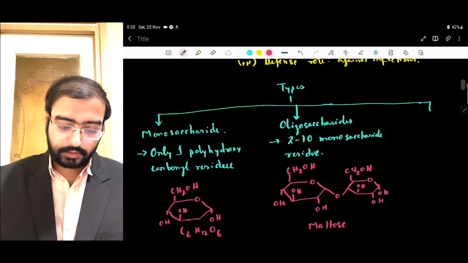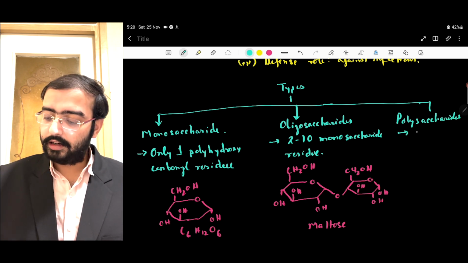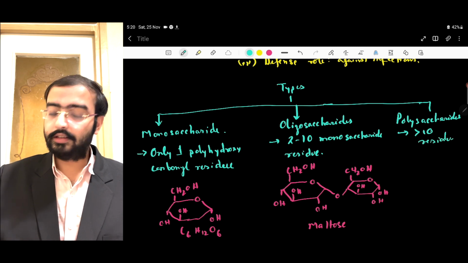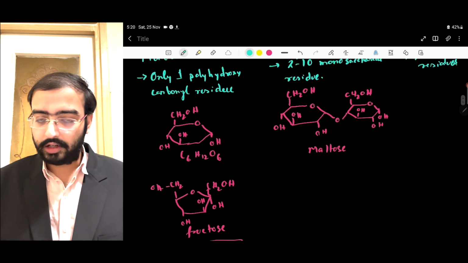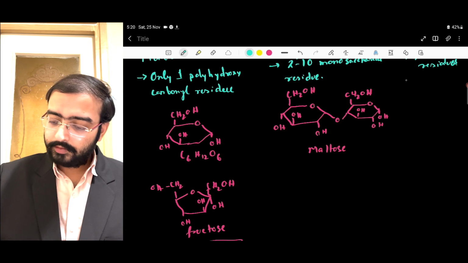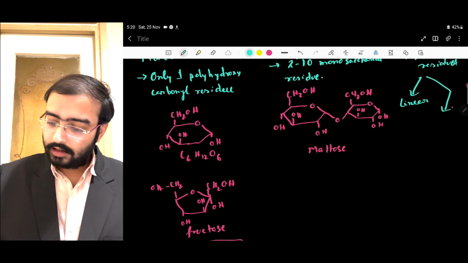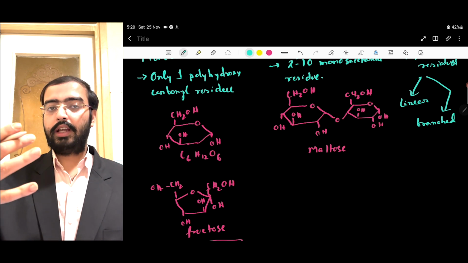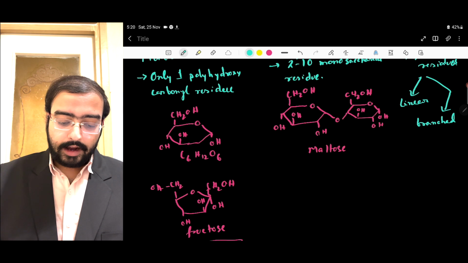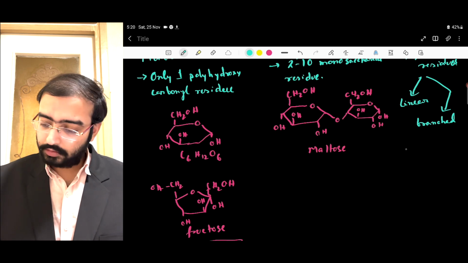And at the end, what we have is polysaccharides. So what are polysaccharides? That will be greater than 10 residues. Greater than 10 what? Monosaccharide residues. Yes. Now polysaccharides, as per the structure of the molecule, we can divide into two categories. One will be linear, and another will be branched. That is as per the projection.